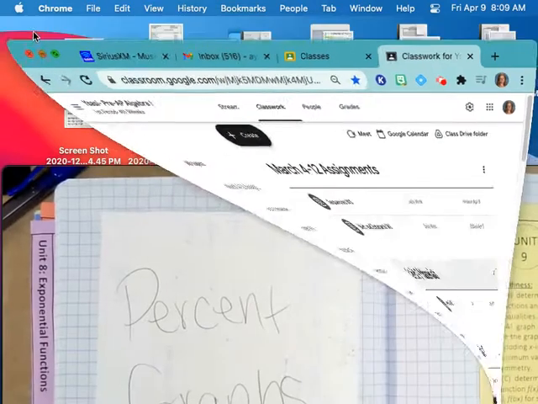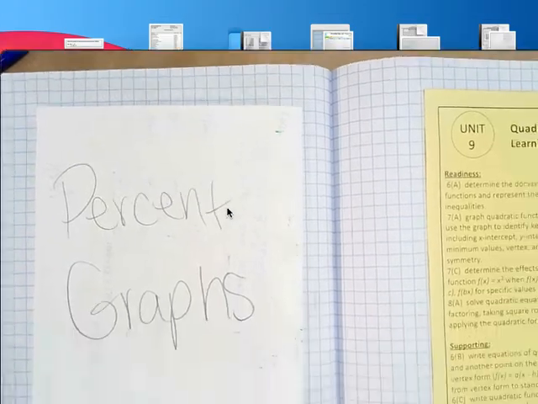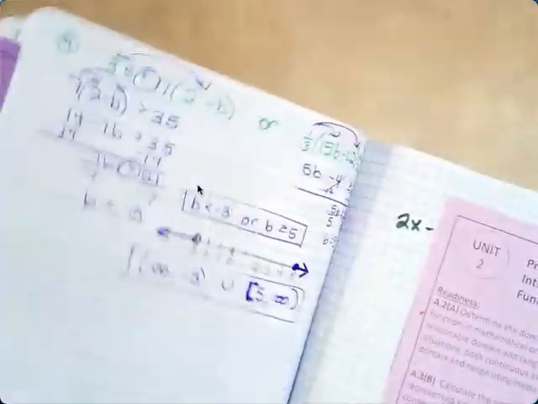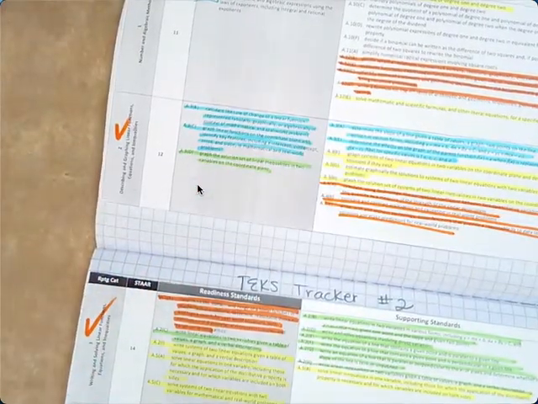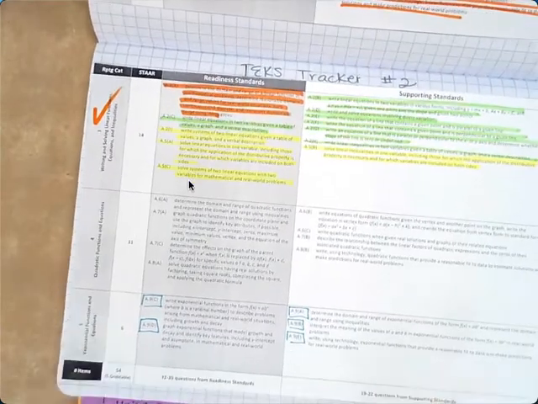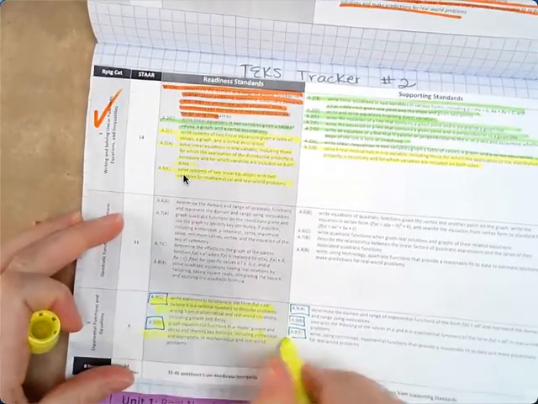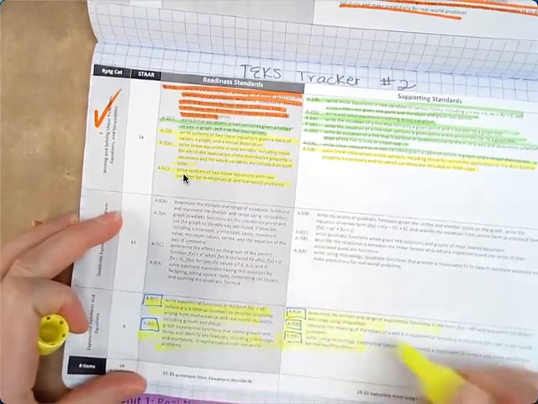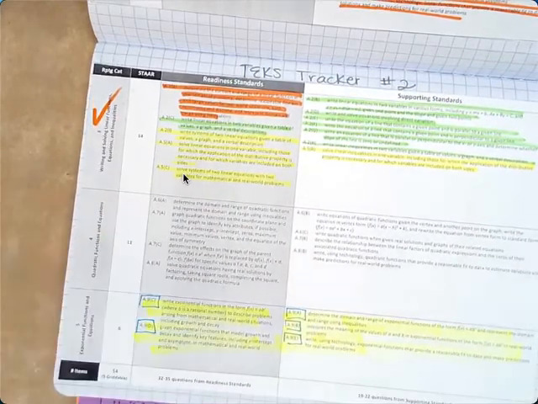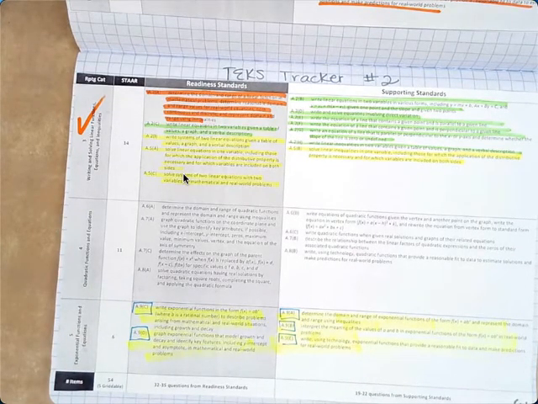So let's look at our composition book. Let me open this up. We have finished in our Teach Tracker. You want to go ahead and highlight reporting category 5. We have finished all of this. Yay! So all of reporting category 5 dealing with exponential functions. We've done all of that.